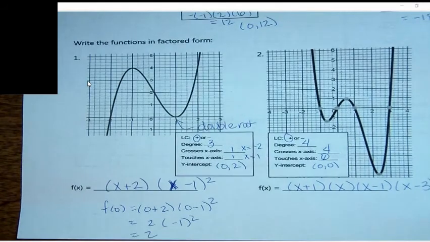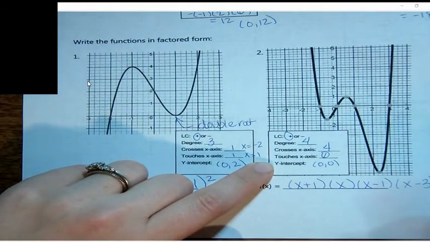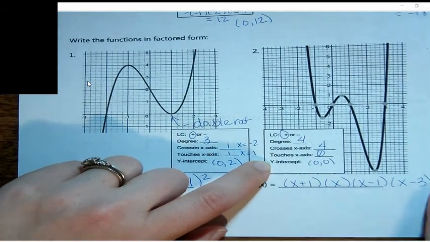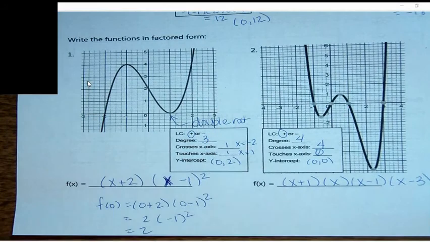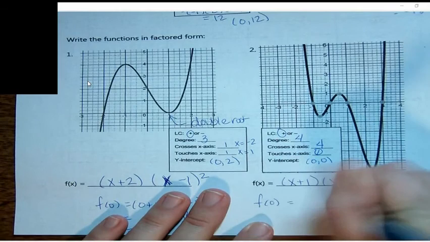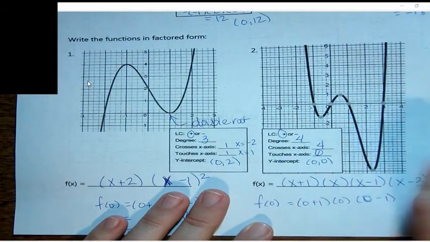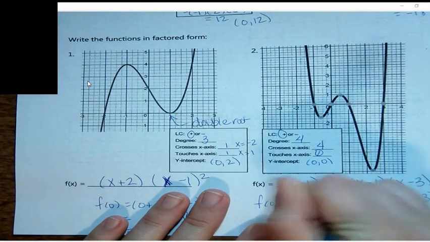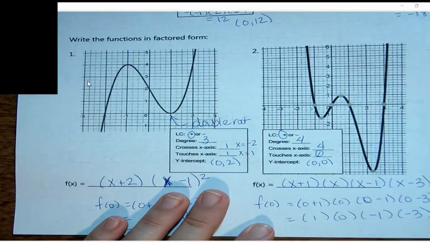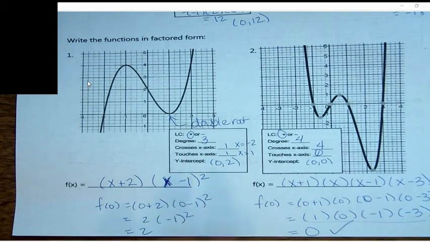Okay, so this is what we have so far. Let's double check and make sure our y-intercept works. If I sub in 0, notice that my x right here will be 0, and it's multiplied by all the other terms. So it forces the entire thing to be 0. If that confuses you, I'll go ahead and show it out. So I'm going to have 1 times 0 times -1 times -3, but anything times 0 is just 0. So this does work for our y-intercept.